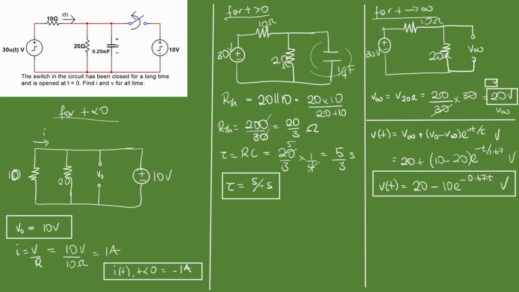This is going to be a very important concept. Remember we solved for our V naught, which was what again? It was 10 volts. Our voltage as a function of time was 20 minus 10 e to the minus 0.67 t volts. Our I naught was minus 1 amps. And we need to find I as a function of time, to be able to evaluate it for t greater than 0. So what are we going to do here?